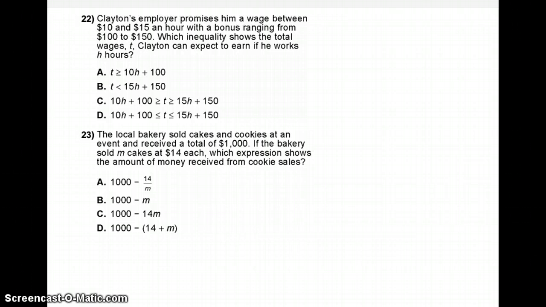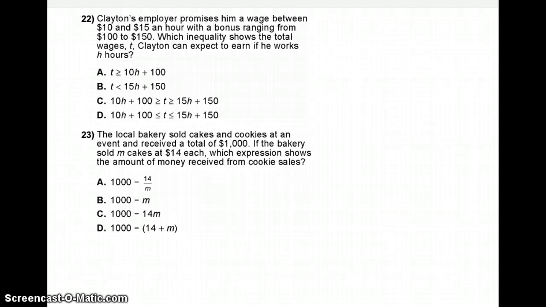22. Clayton's employer promises him a wage between $10 and $15 an hour, with a bonus ranging from $100 to $150. Which inequality shows the total wages, T, Clayton can expect to earn if he works H hours?